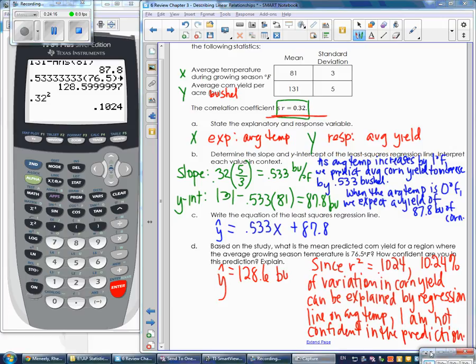You could also simply say, since the correlation coefficient is so close to 0, we would probably just go ahead and assume there is not a strong linear association between the variables, and therefore we wouldn't want to use a linear model to make the prediction. And you could say that also, and that would also give strength to your argument.